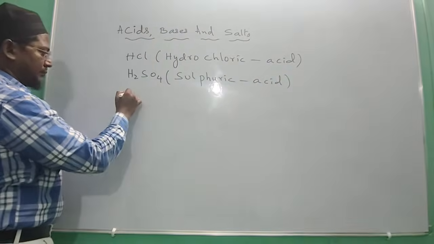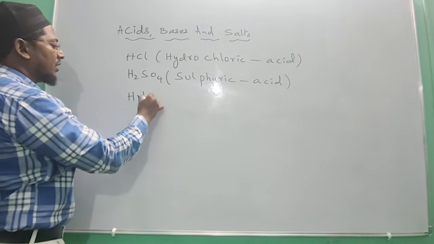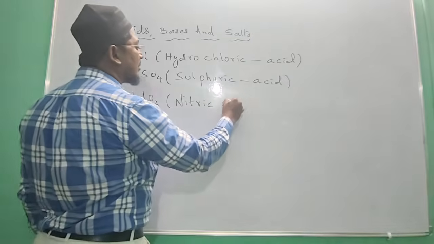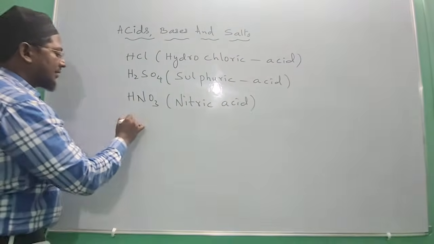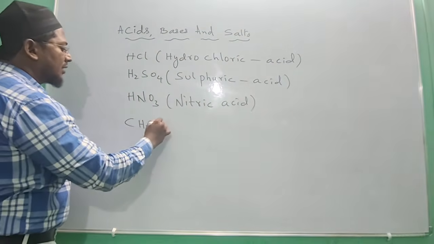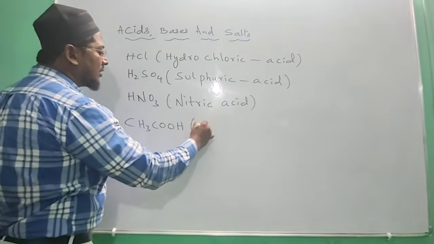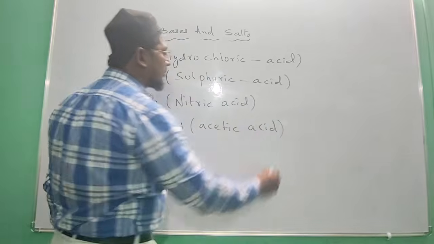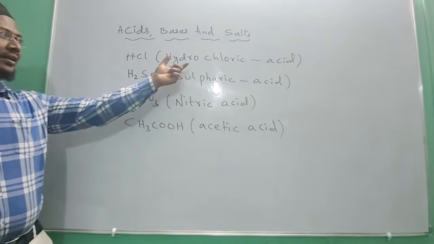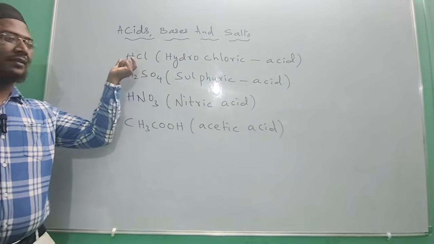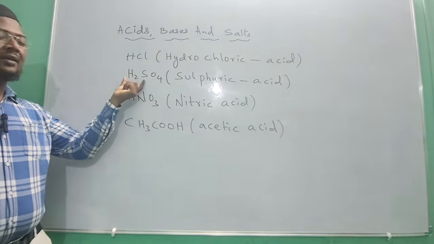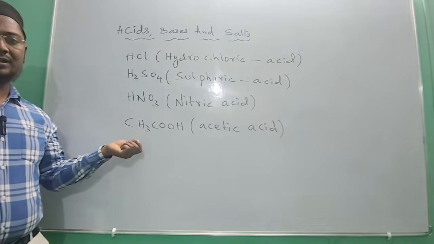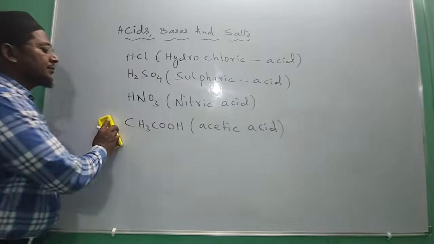Another one, HNO3, nitric acid. Another one, CH3COOH, acetic acid. Okay, these are a few names of acids and these are their molecular formulas: HCl, hydrochloric; H2SO4, sulfuric; HNO3, nitric; CH3COOH, acetic acid.